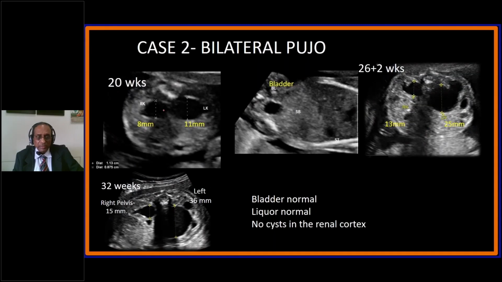Now, in a second case, it's a bilateral pelviureteric junction obstruction, 8 millimeters and 11 millimeters. But when it progressed to 32 weeks, you find the right renal pelvis did not progress much, but the left one became very large. So this kind of differential dilatation is fairly common in obstructive pathologies. There are no cysts in the cortex, and liquor is normal.